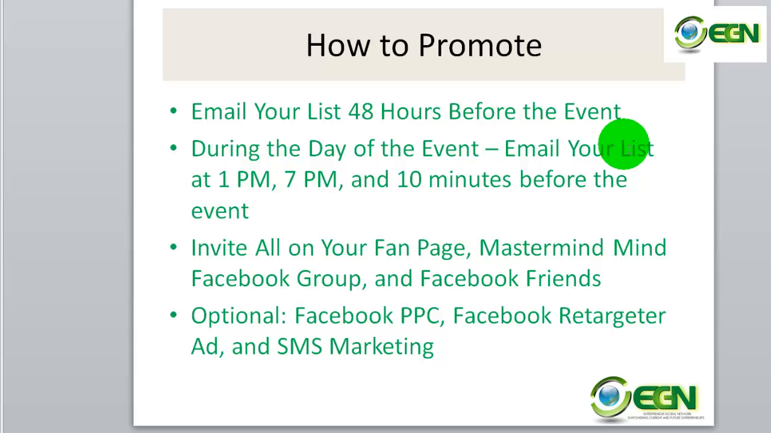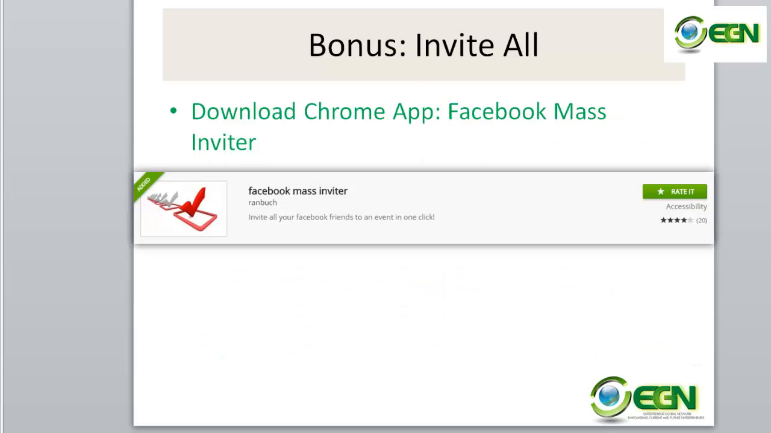Next, how to do invite all on your fan page. You can do that. If you have a mastermind Facebook group, you can do that, and your Facebook friends. Optional, you can do a Facebook PPC campaign, Facebook retargeting ads, and obviously you now know my favorite, SMS, which stands for text message marketing. Bonus is the invite all button. You want to get this because Facebook has changed their ways of inviting people, so you want to get where it says Facebook Mass Inviter. It's a Chrome extension. It's cool, and I'll show you how you can work it.